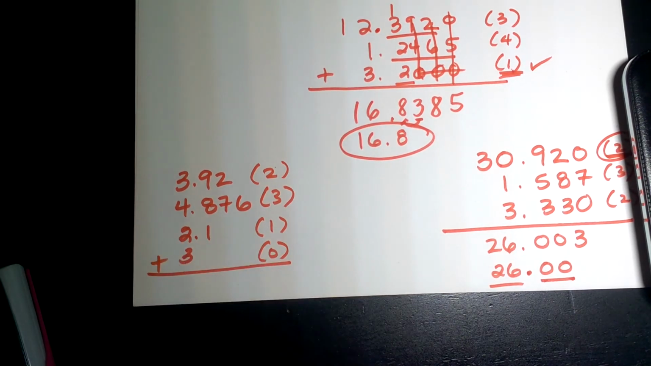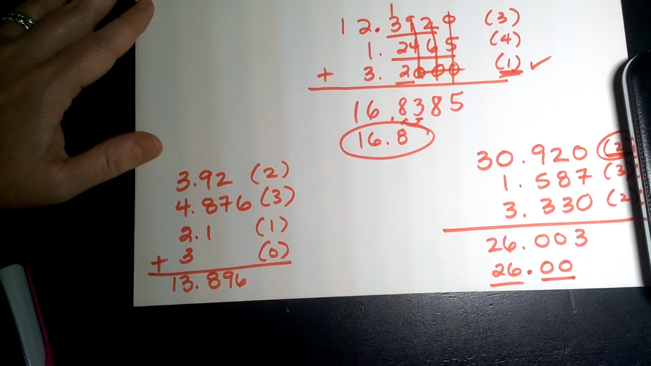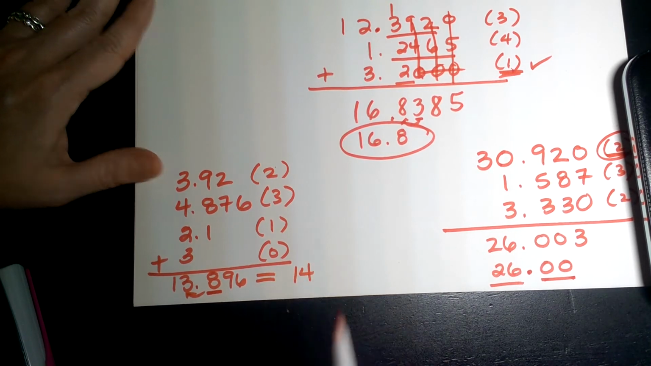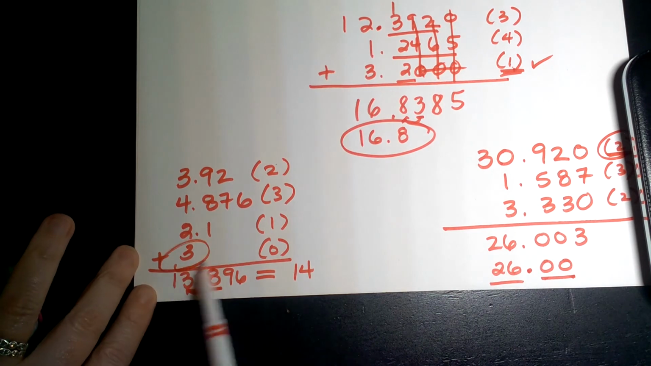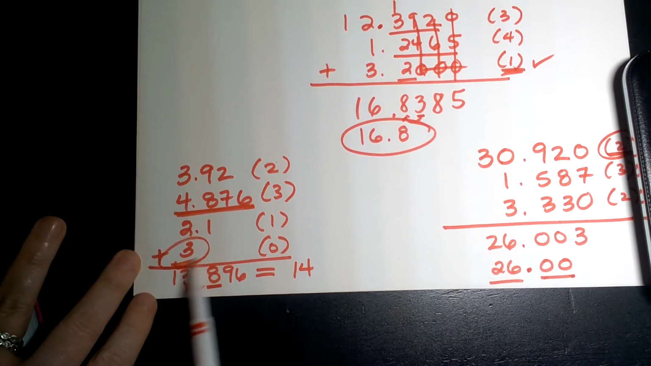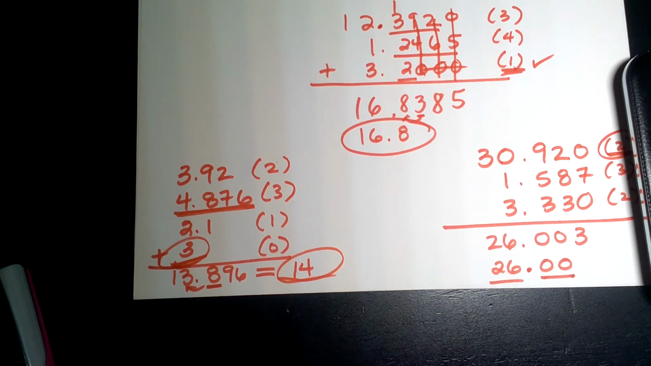Let's see, we'll add it. And we got 3.92 plus 4.876 plus 2.1 plus 3. So you're going to get 13.896, but because you cannot have any decimal places, this will actually round up, and this answer will now become 14. That is not a very exact number, and that's because whoever did that measurement right there was not very exact. This person was very exact, and they did a good job of measuring, but this person was like, it's 3. So your answer is now 14 instead of 13.896.